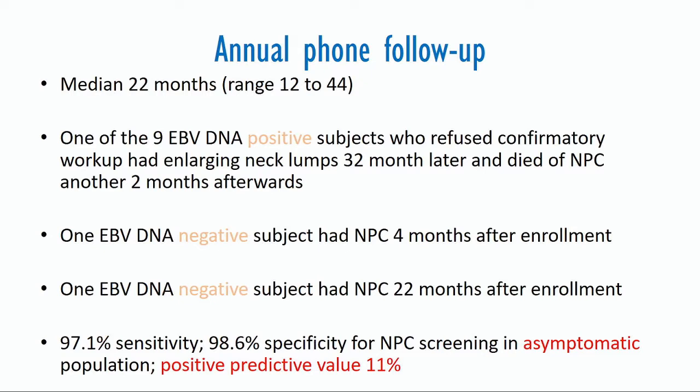And this is quite impressive in a completely asymptomatic community. That is, about 1 in 10 of the positive reports that we issue had NPC. And I also want to tell you the significance of this data. Remember, if we didn't have this testing, we were expecting 7 NPCs this year for this cohort.